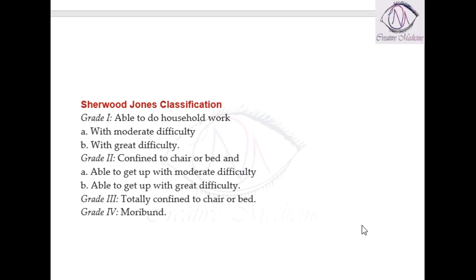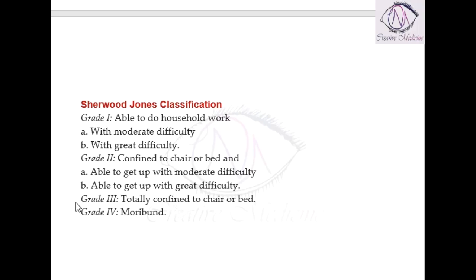Second, if the patient sits in a chair or sleeps in the bed, and if we ask the patient to get up, and the patient who is confined to chair and bed gets up with moderate difficulty, then it is grade 2A. Grade 2B, if the patient is confined to chair and bed, and he gets up with greater difficulty, then it is grade 2B. So grade 2A is seen when the patient is able to get up with moderate difficulty. Grade 2B is seen when the patient gets up with greater difficulty.